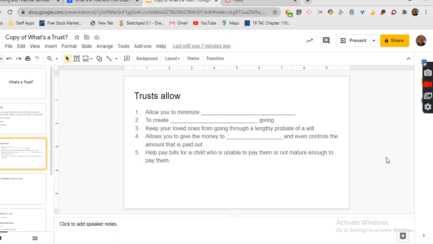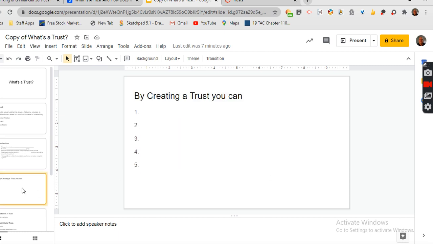Now, let's talk about what you can do by creating a trust. The first one is that you determine where your assets go and when your beneficiaries can access them. So basically, by creating a trust, you say who gets the money and when they get it. That's it. Who gets the money and when they get it.